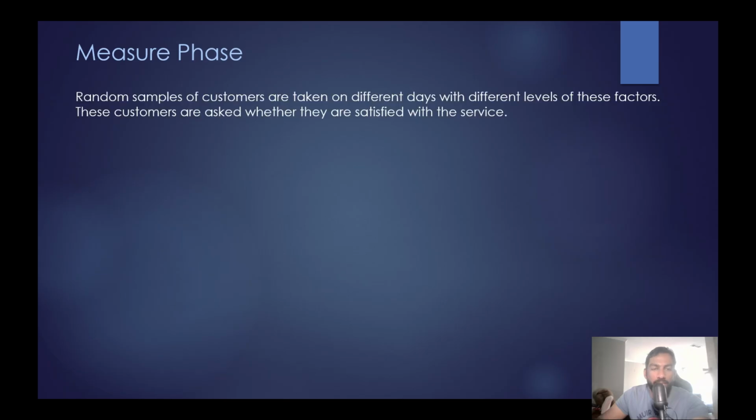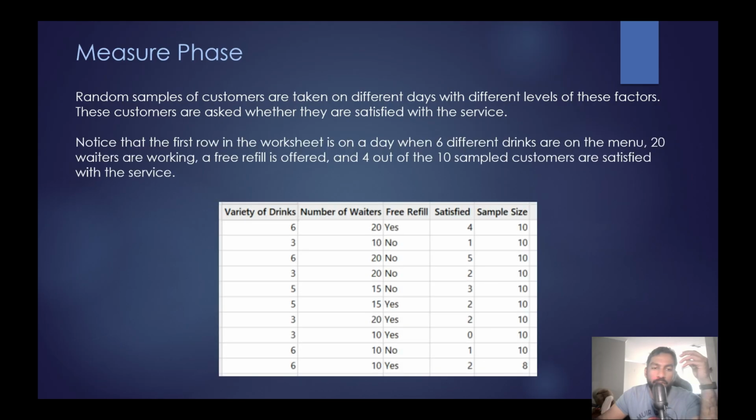In the measure phase, a random sample of customers is surveyed on different days with different levels of the influential factors. And the customers are asked whether they were satisfied with the service or not. So here's the data. As you see, all three factors, the variety of drinks, the number of waiters, and free refill, are changed, and then a sample set of 10 customers is taken, out of which, when there were six varieties of drinks and 20 waiters and a free refill was provided, 4 out of 10 customers were satisfied.